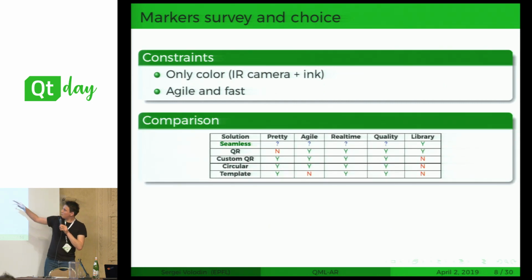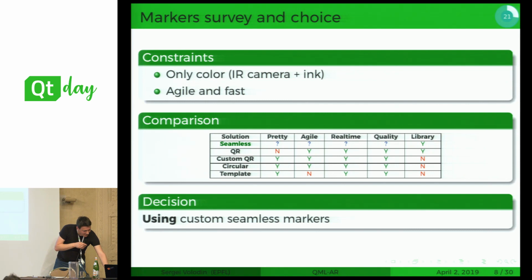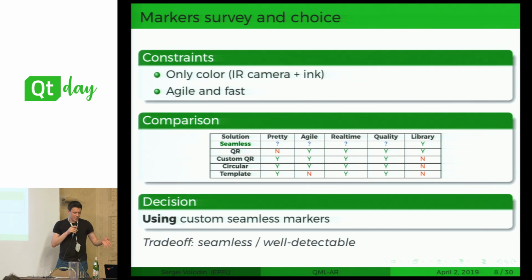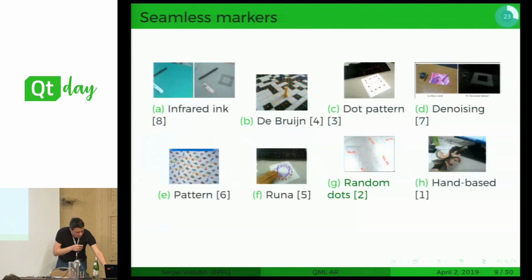So far, we have only one winner, and one of the reasons is that we were trying to search for an existing implementation for this code, and this was the only one that we could find. And so we are seeing some kind of a trade-off between how seamless a marker is and how well-detectable it is, meaning that the easier it is for a camera or a computer vision program to detect it, the easier it is for the human eye to detect it. So we have to choose some sweet spot in the middle.